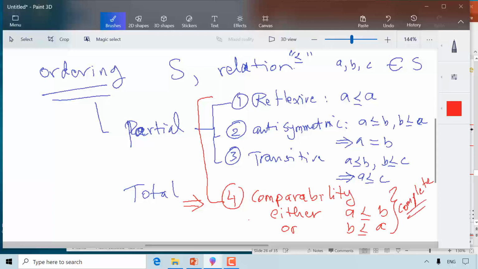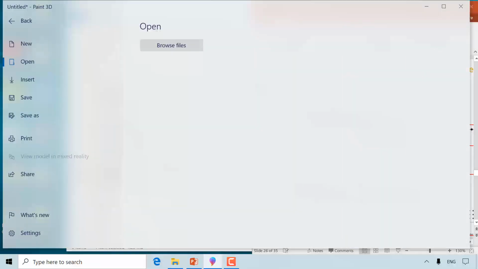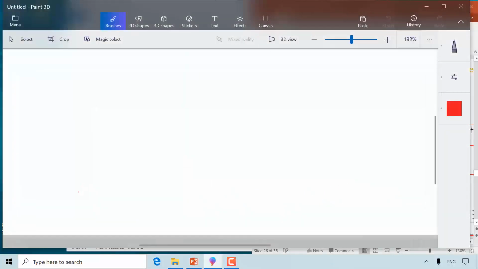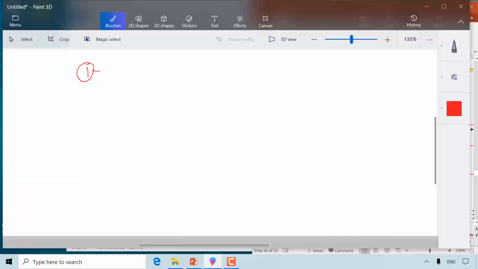Okay, so let's take a quick example here. In this graph, I have 1 less than the number above it, which is 2, less than the integer above it, which is 3, less than the integer above it, which is 4. So this is a total ordering, as I defined it.